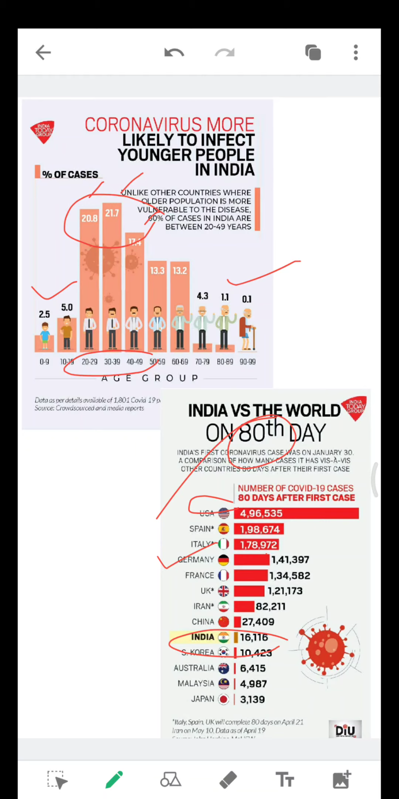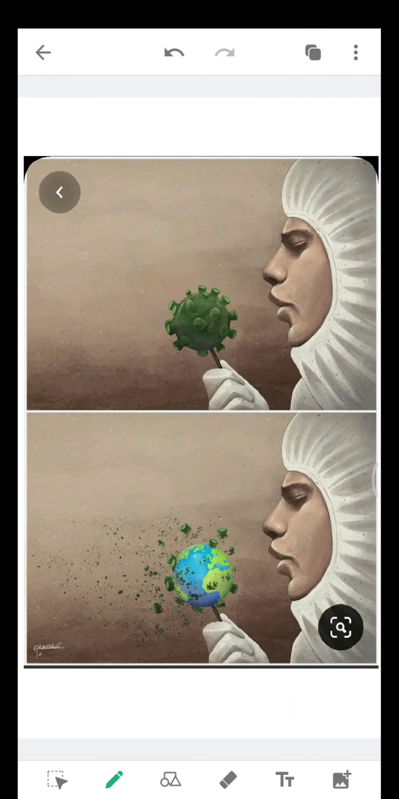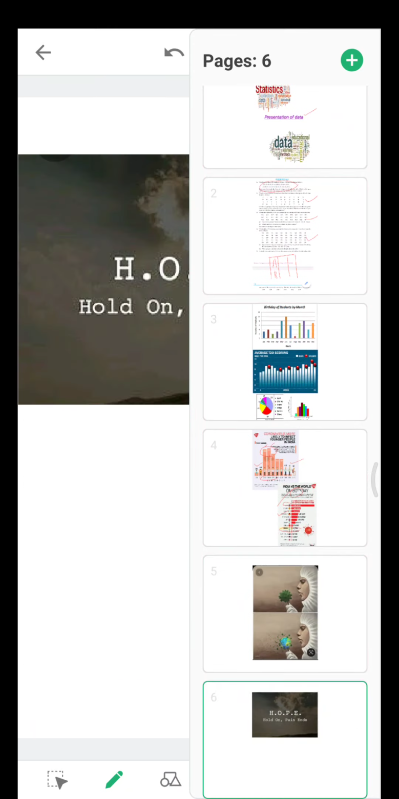So it's our duty to take care of ourselves and not to be afraid of any pandemic, because one day will come we can blow off this pandemic from this world.